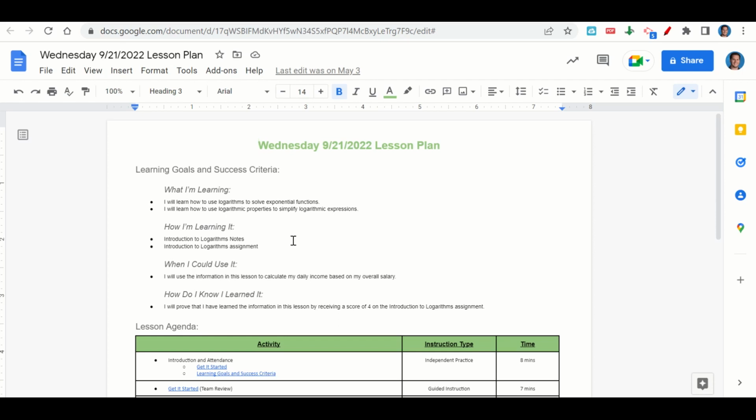How are we learning it? Through the Introduction to Logarithms notes and the Introduction to Logarithms assignment. When can we use this information? To calculate your daily income based on your overall salary. How do we know we learned it? By getting a score of 4 on the Introduction to Logarithms assignment.